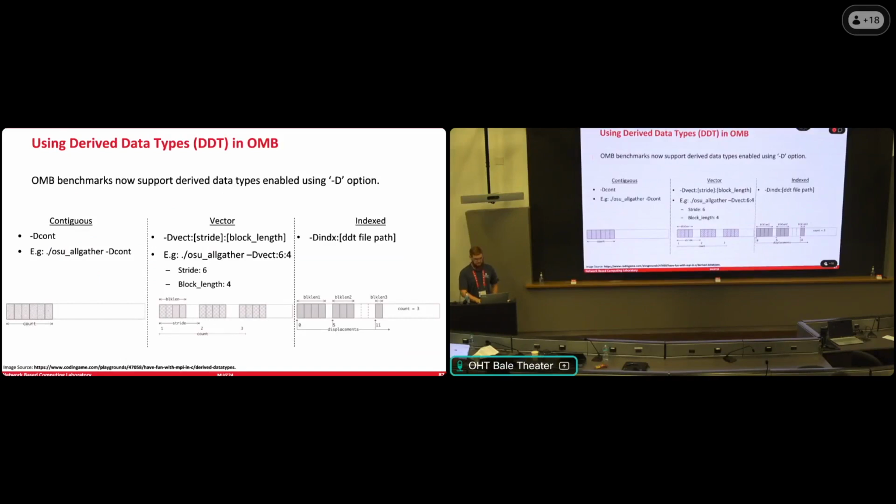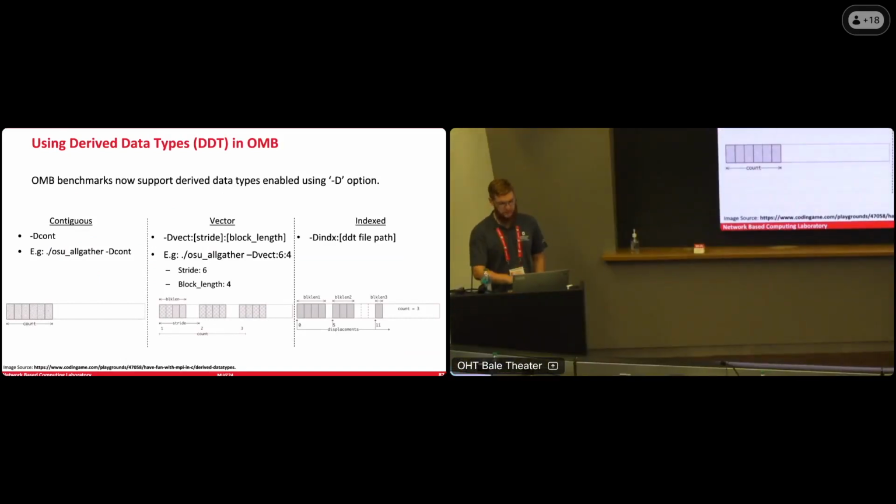Okay, so as Hari mentioned, we did recently add support for derived data type benchmarks. The main feature with this is that even if you aren't really familiar with how derived data types are actually implemented within MPI, the options for them are pretty straightforward. If someone gives you a description of a derived data type, you can test it out in any of these different ways: either as a contiguous, vector, or indexed implementation. And all of those are supported.